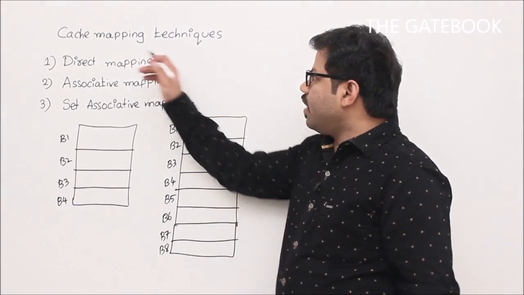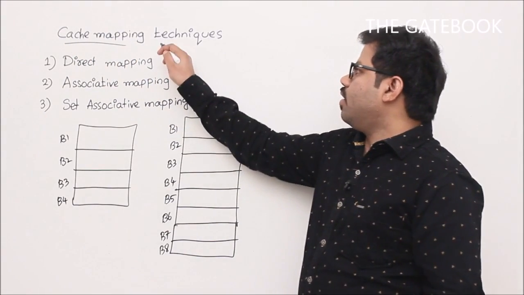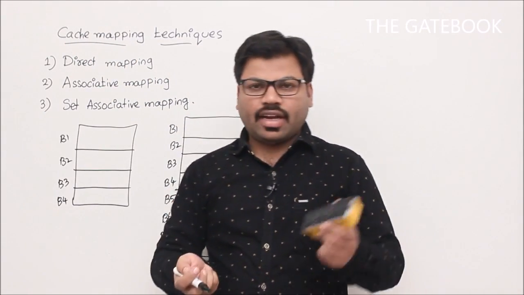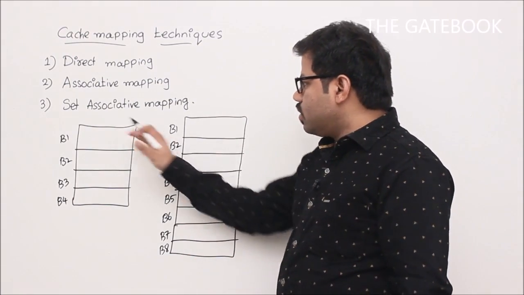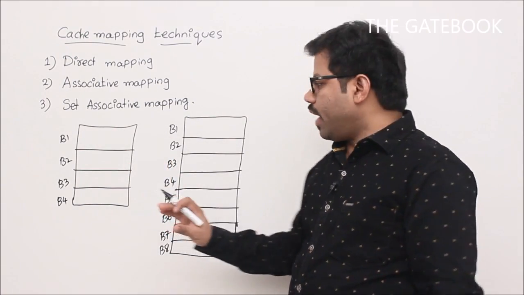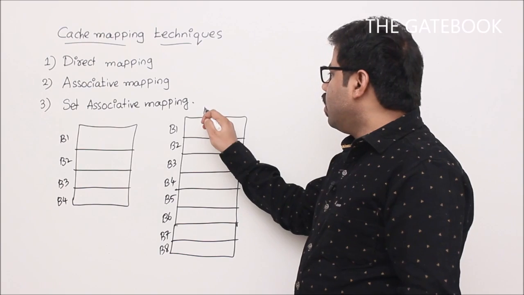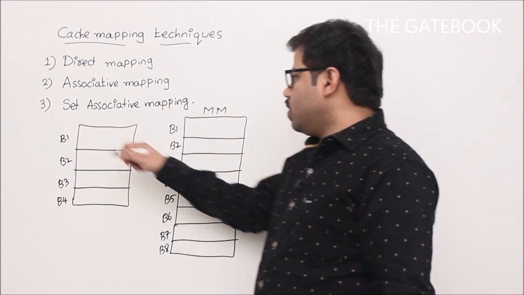Now we'll see one important technique called the cache mapping technique. Where we use it and what is the motivation behind it, we will see. Let's say you have a small cache. We know that the cache size will be smaller than main memory. So this is your main memory and this is your cache.